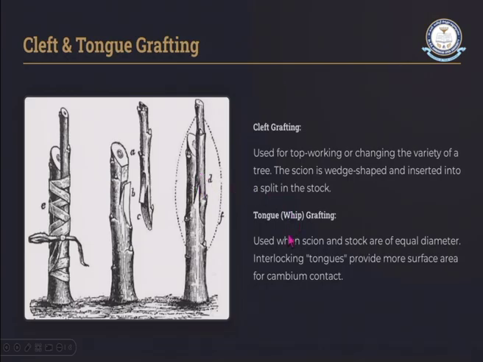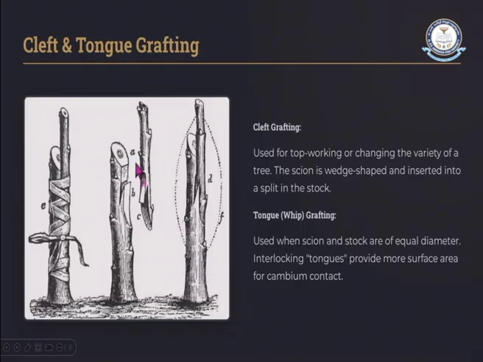Then we see the tongue or whip grafting. This is called tongue grafting or whip grafting. It is used when the scion and the stock are of equal diameter. If the scion diameter and the rootstock diameter are the same, then tongue or whip grafting is used.